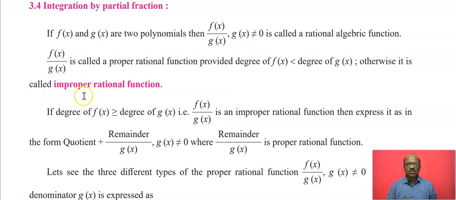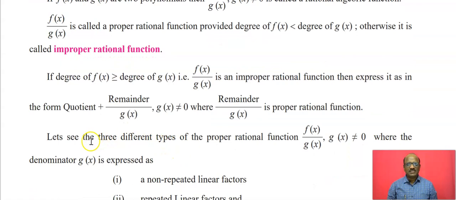Otherwise, it is called an improper rational function. If the degree of f of x is greater than or equal to the degree of g of x, then f of x upon g of x is an improper rational function. Then express it in the form quotient plus remainder upon g of x, where g of x is not equal to 0. Therefore, here the remainder upon g of x is a proper rational function.